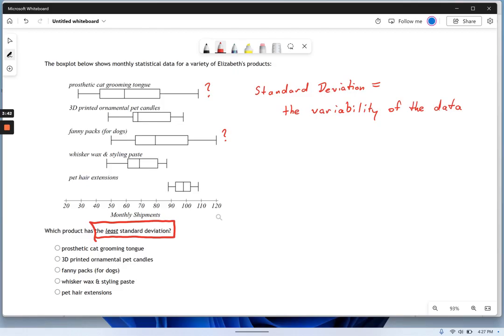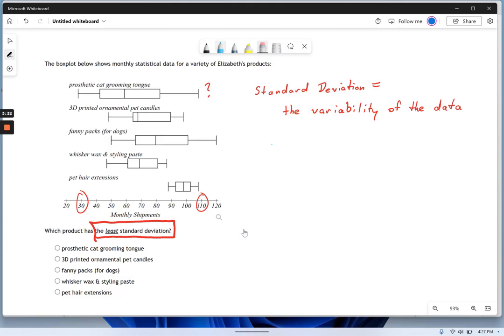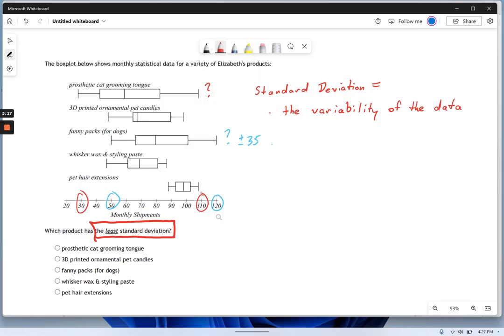I might measure, say the cat grooming tongue goes from 30 to 110, whereas the fanny pack for dogs, let's put that one in a different color here. Fanny pack for dogs, if I had to look at its standard deviation, that probably goes from about 50 to 120. So that's only about, let's see, plus or minus 35 from the middle, whereas this one up here, the grooming tongue, was plus or minus 40 from the middle.